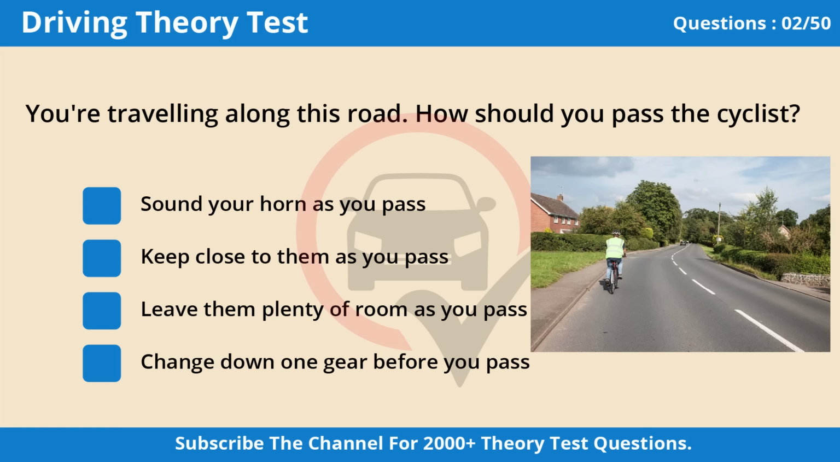Question 2. You're traveling along this road. How should you pass the cyclist? A. Sound your horn as you pass. B. Keep close to them as you pass. C. Leave them plenty of room as you pass. D. Change down one gear before you pass.